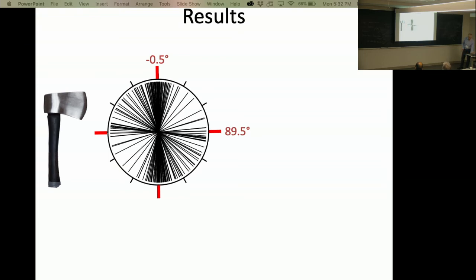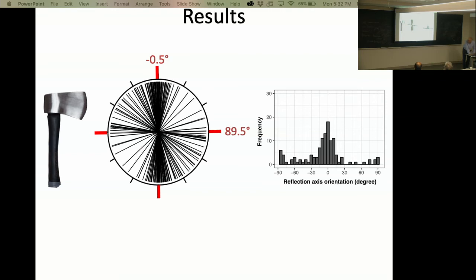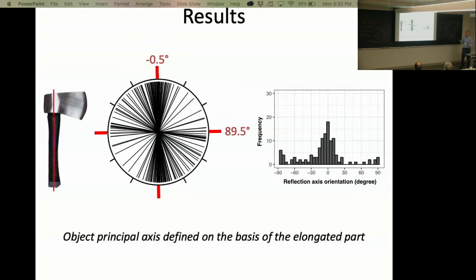Real quickly, what we found was that the axes that we observed as reflection axes were very closely aligned with the axis of elongation of the handle here, the elongated part more generally, and again a perpendicular axis. And so our conclusion was the object principal axis was defined on the basis of the elongated part. Now we can use this procedure with other sorts of objects, looking at other sorts of properties as well.